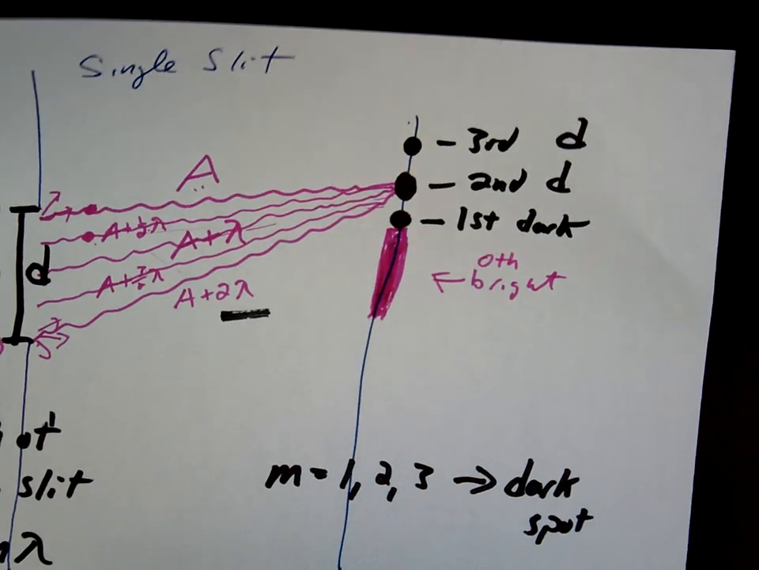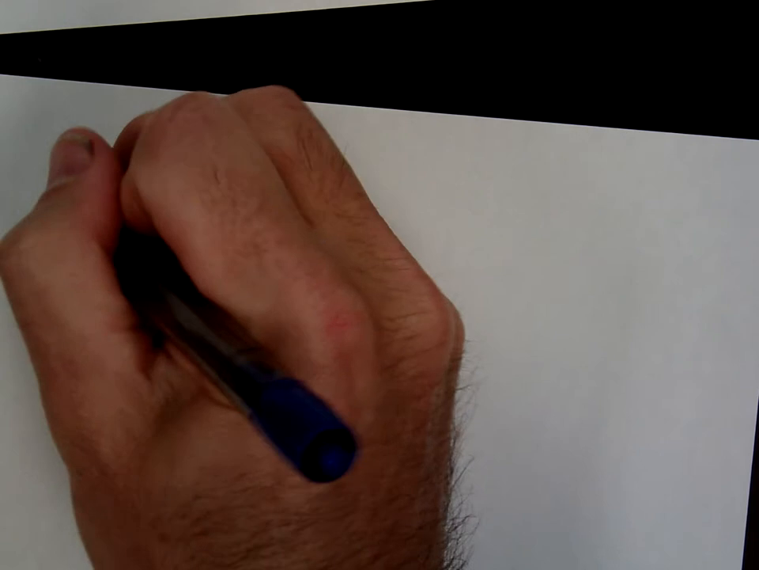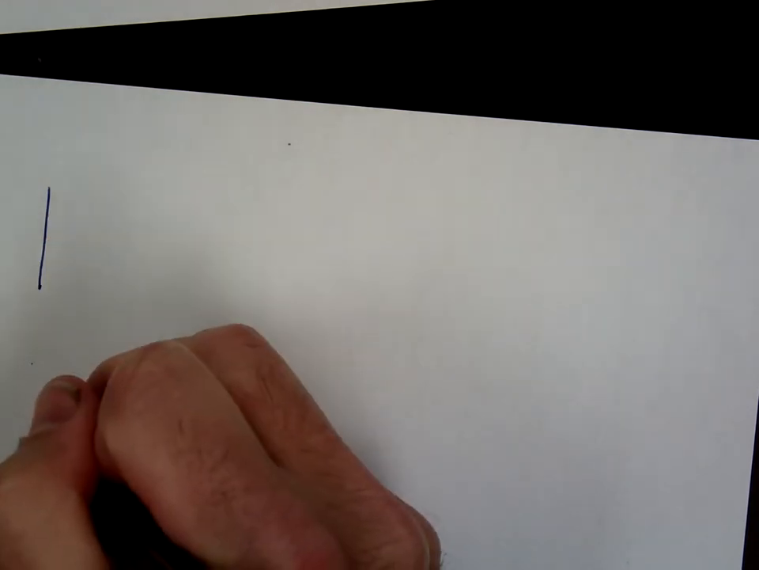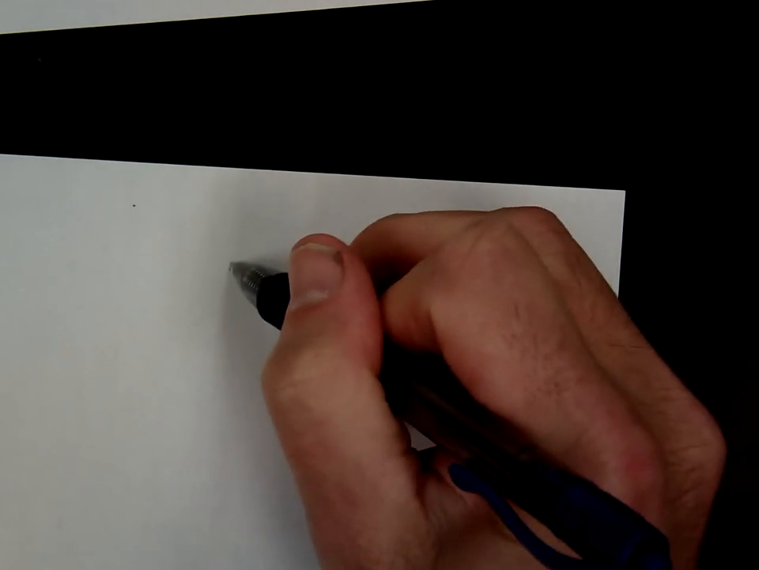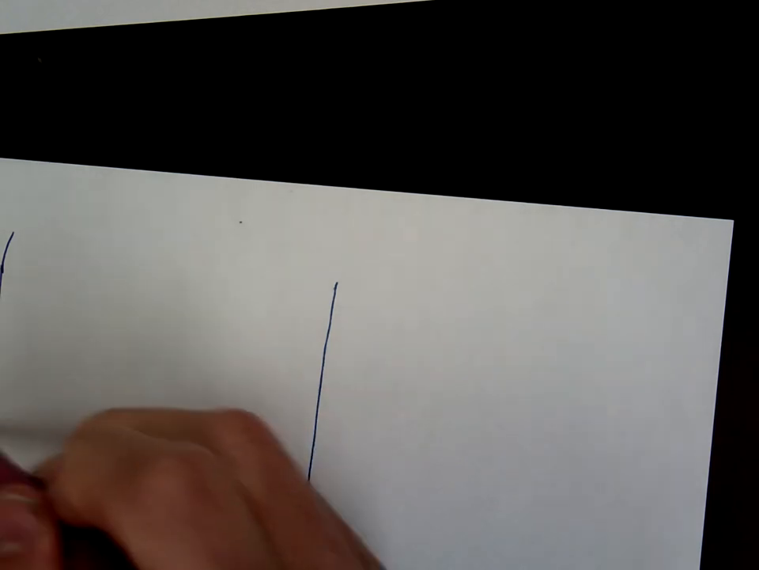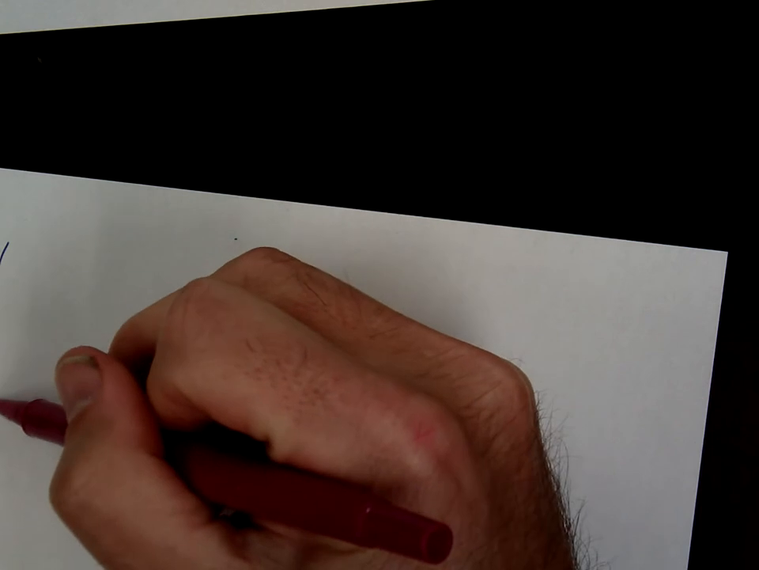So let's look at how we get our first order bright spots. And this one's a little bit confusing. I'm going to draw one more. If you have space on yours, you could draw it on it. Alright, so we're going to take a look at this one.